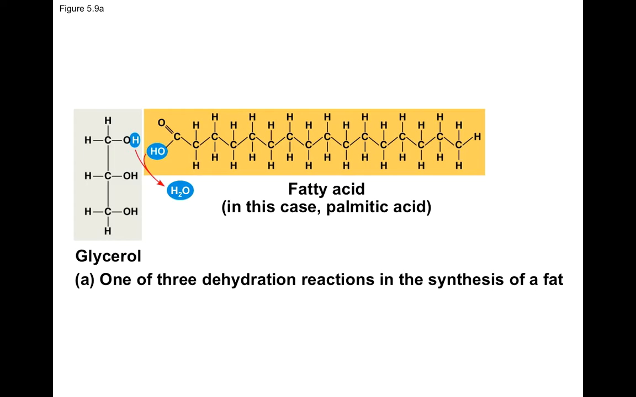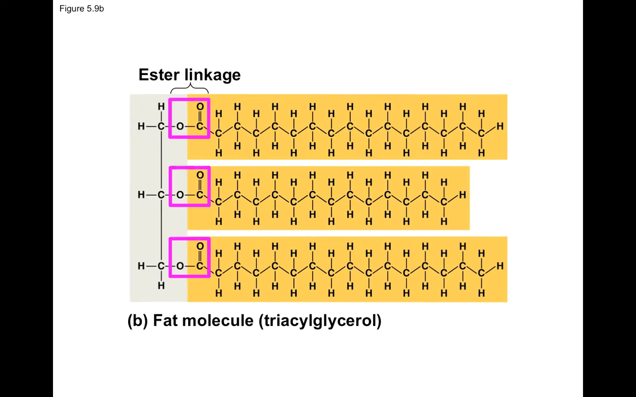Fatty acids, shown here in the yellow shaded area, are long hydrocarbon chains with a carboxyl group at one end, the COOH group. The OH, hydroxyl group at the carboxyl end, is what will join with the hydrogen from the hydroxyl group of glycerol to make water, which is released in this dehydration reaction. When the 3 binding sites of glycerol are joined to 3 fatty acids, we get this molecule that we see here.